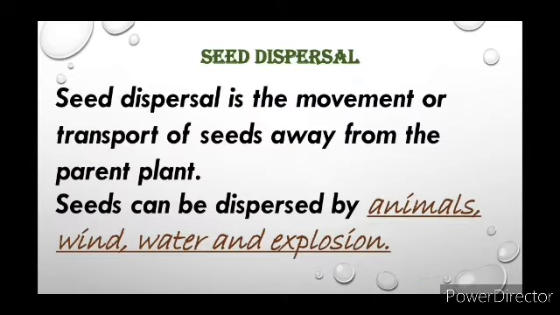Now I'm going to explain to you what seed dispersal means. Dispersal actually means movement or to spread. So seed dispersal is the movement or transport of seeds away from the parent plant. Seeds can be dispersed by animals, wind, water, and explosion. That is, animal dispersal, wind dispersal, water dispersal, and dispersal by explosive mechanism.